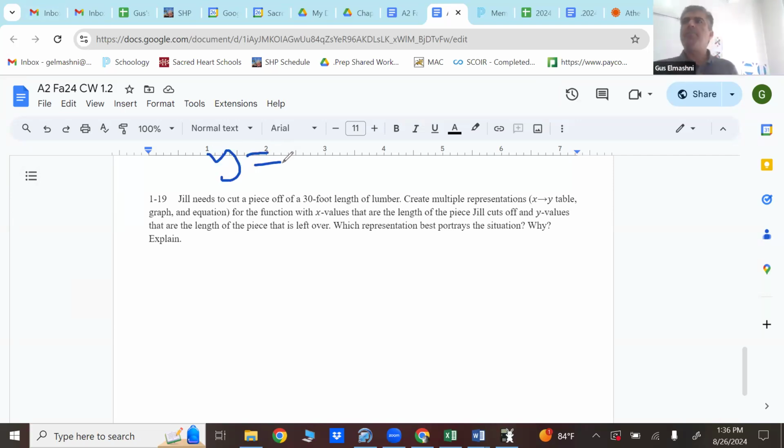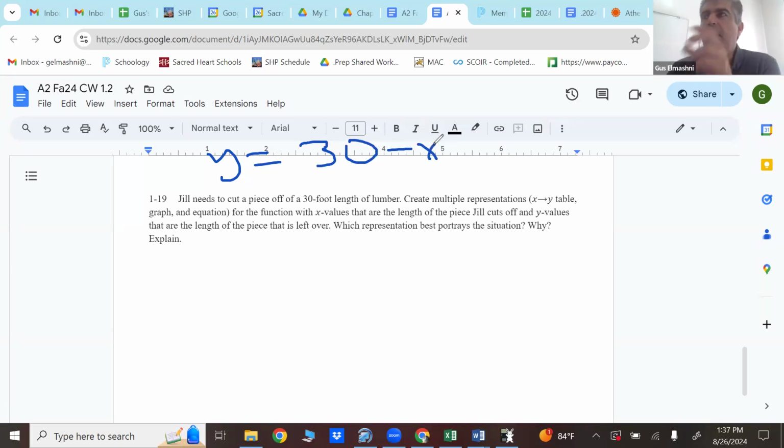How would I make an equation for that? What do you guys think? So what's left over depends on how much you cut off. You get to choose how much you want to cut off, right? What if you want to cut off 2 feet? Then how much is left over? 28, of course. What if you want to cut off 10 feet? How much is left over? So what equation do you think you could make? Go ahead, Elise. Perfect. 30 minus x. Love it.